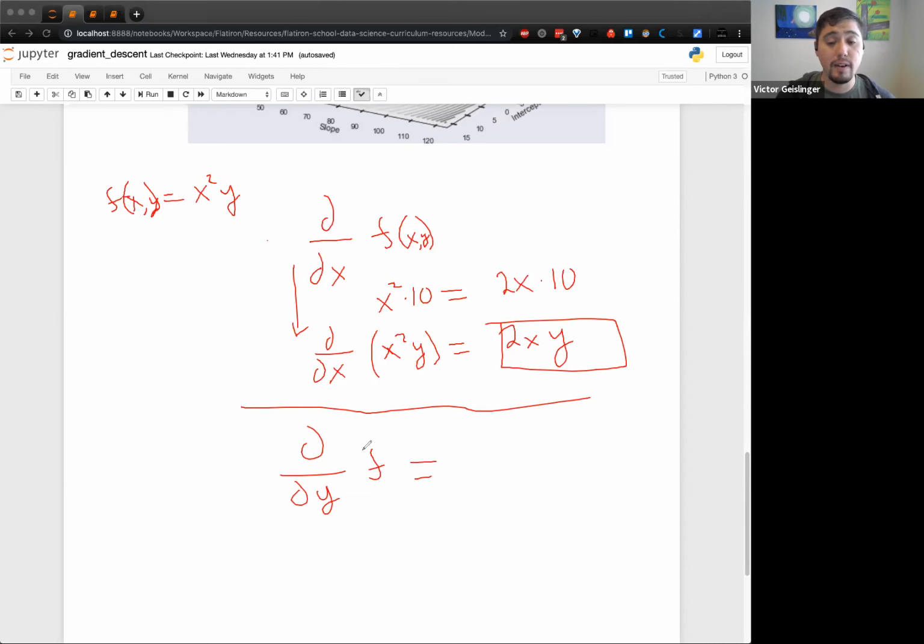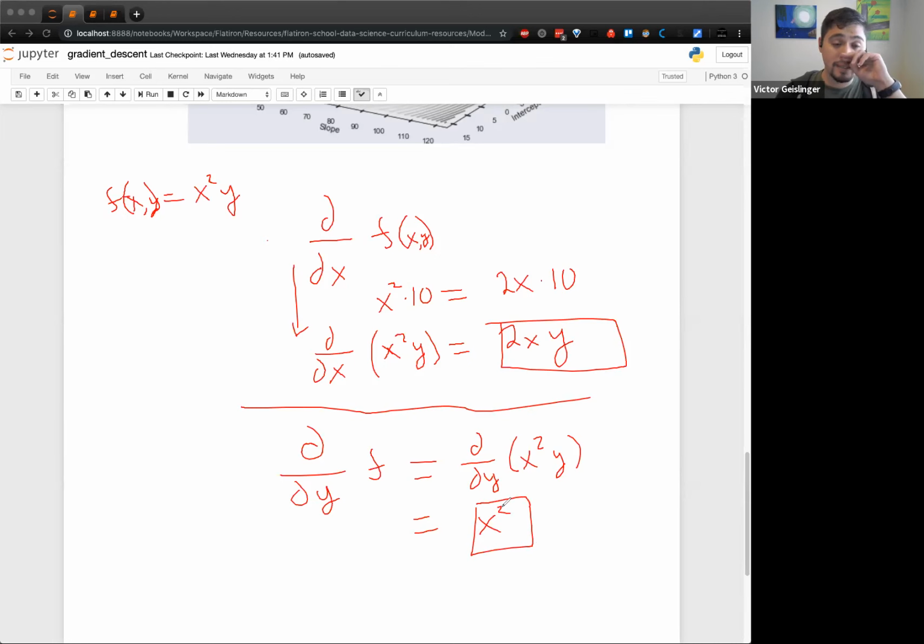But if you take the derivative with respect to y of f, we say, okay, let's take the derivative with respect to y of x squared times y. And we say, well, x is a constant in our mind. We're ignoring x as a number. And you say, okay, the derivative with respect to y must be just, well, the derivative of y is just 1. So it'd just be 1 times x squared, or just x squared. And that would be our derivative with respect to y here.